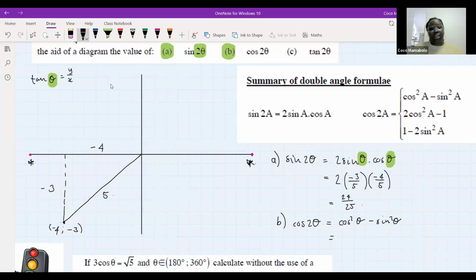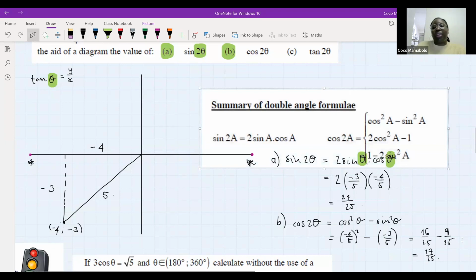Now, cos squared theta will be (-4/5) squared minus (-3/5) squared. And this will give me 16/25 minus 9/25. And that will give me 7/25. There we go. All right, 7 over 25. Now, if we want to answer for tan of 2 theta, what do we know about tan itself?